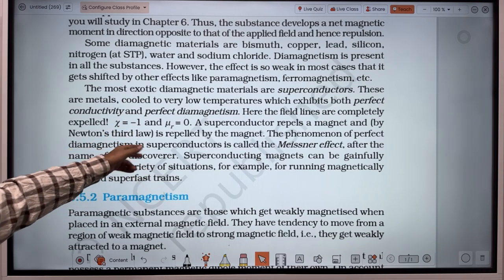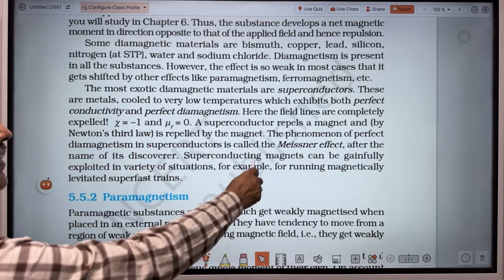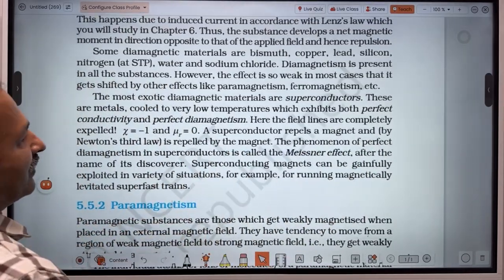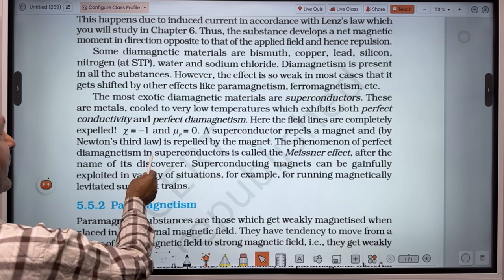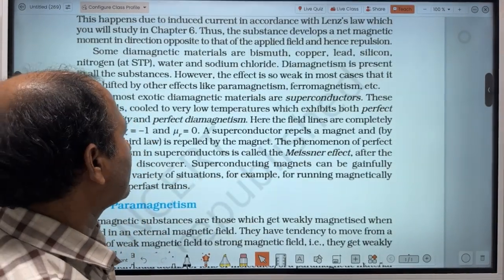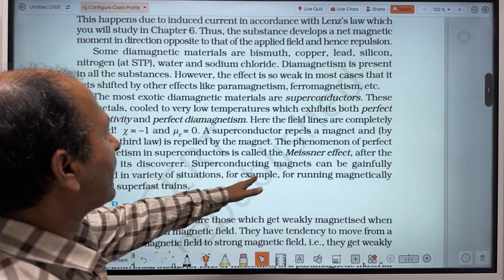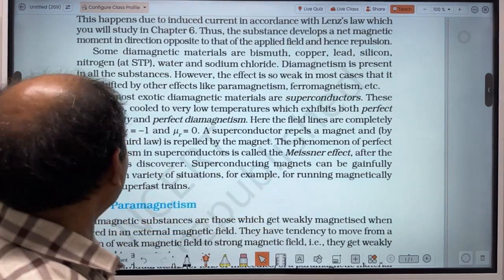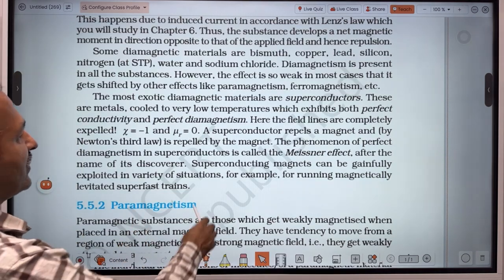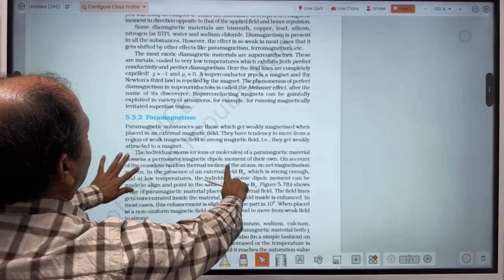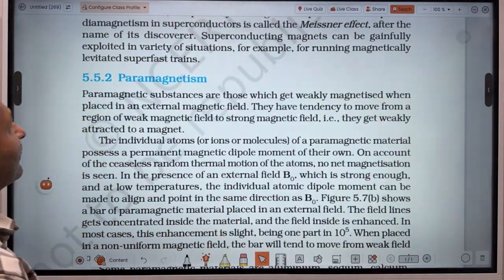Chi equal to -1, perfect value, mu r equal to 0. A superconductor repels a magnet, and by Newton's third law is repelled by the magnet. The phenomenon of perfect diamagnetism in superconductors is called the Meissner effect, which you will study in higher classes, named after its discoverer. Superconducting materials can be gainfully exploited in a variety of situations, for example, for running magnetically levitated superfast trains. So you can study about these materials later on, and they are some interesting materials. Their properties are quite good.